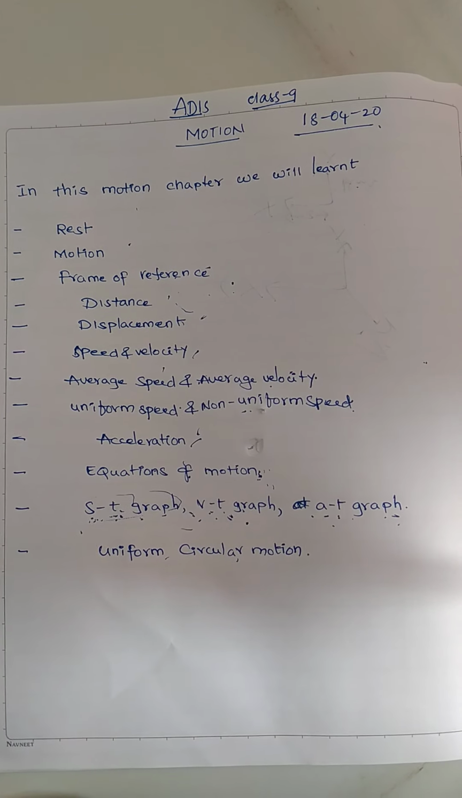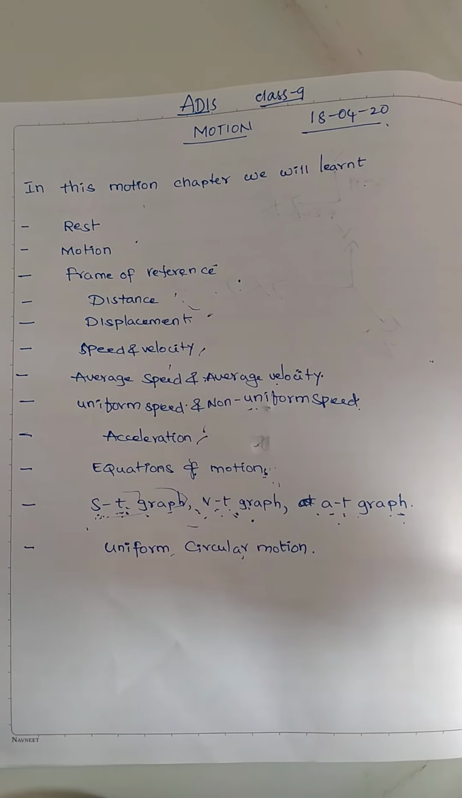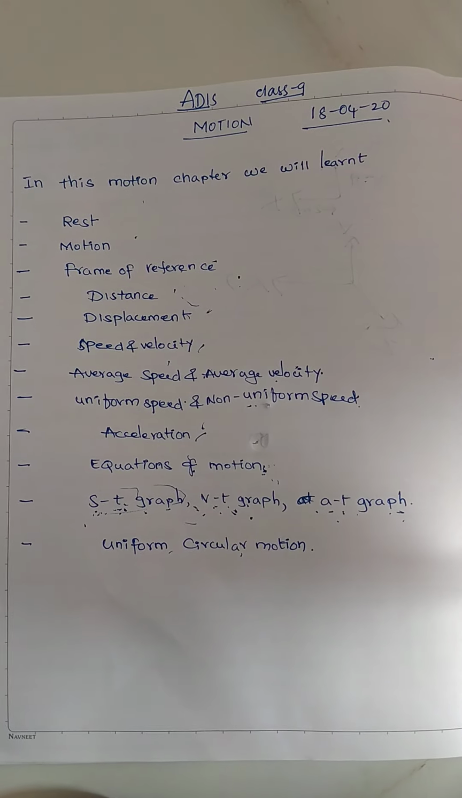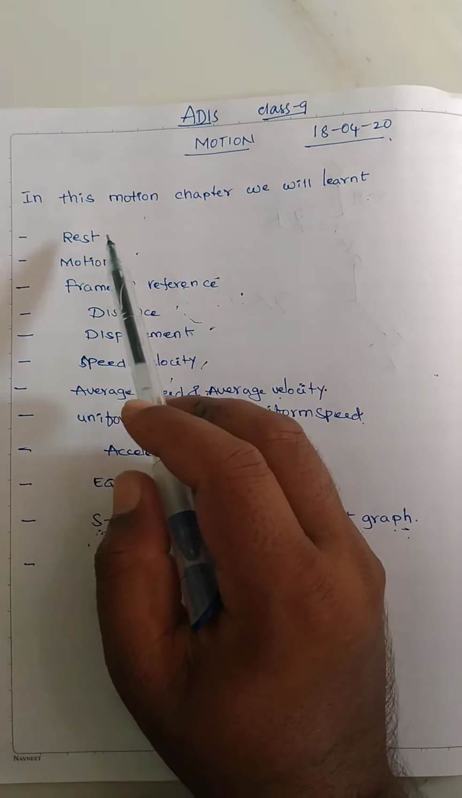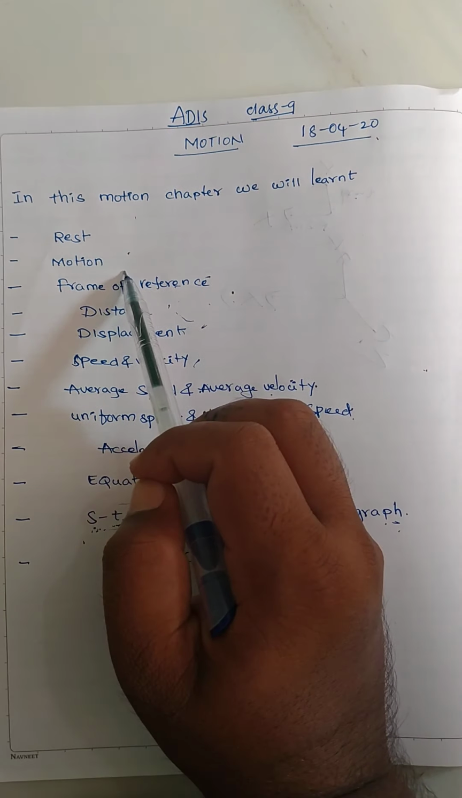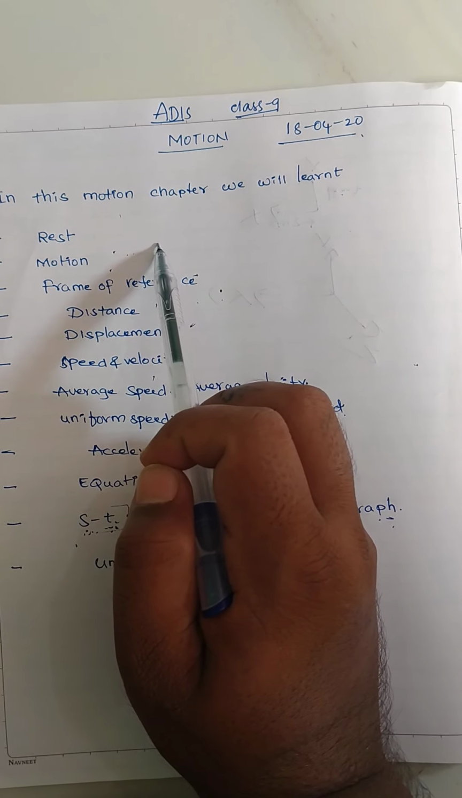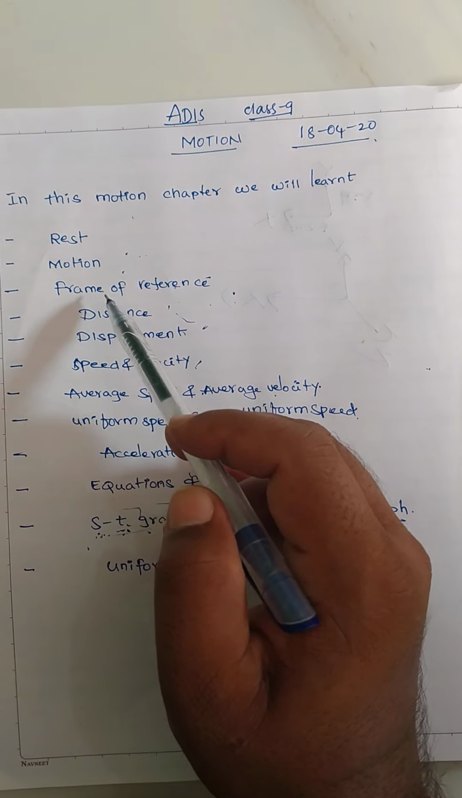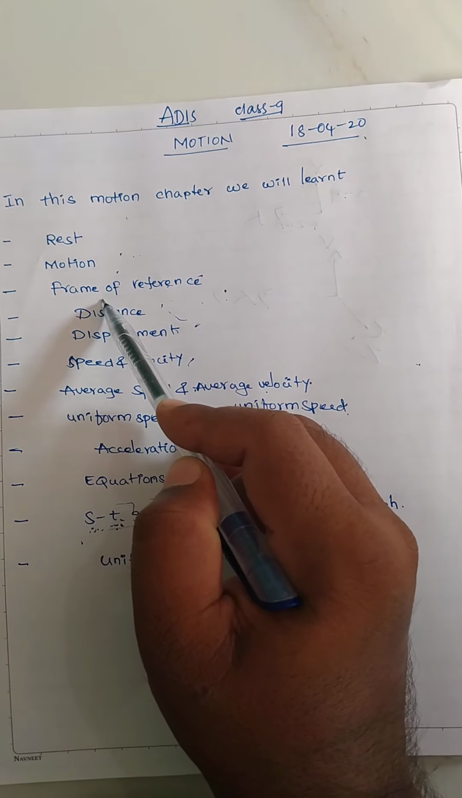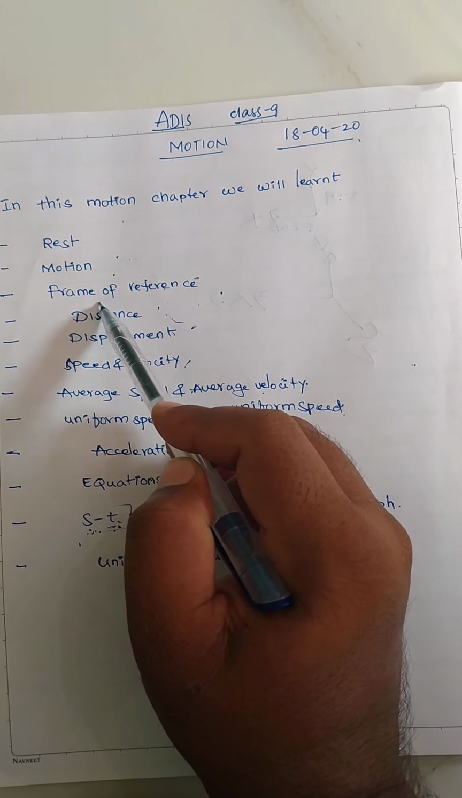So today we are looking at how many concepts are there in this chapter. Now see, in this motion chapter we will learn rest, motion, and rest motion are relative. Already these three concepts are completed with some example problems. And after that, frame of reference. It's a very important concept in physics.